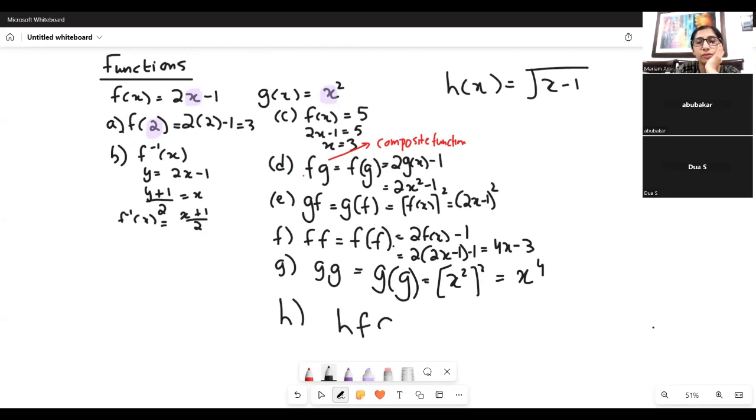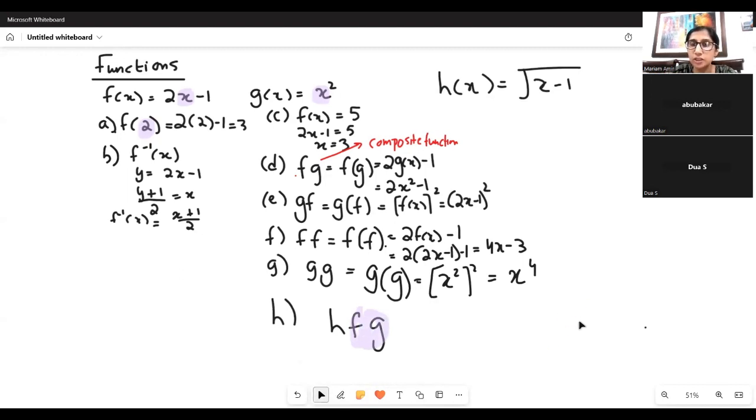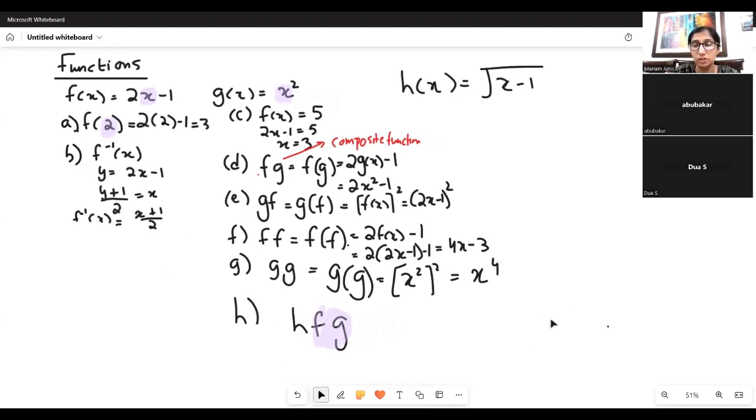F, G. How do we find this? What's the input function in H, F, G? The rightmost function is always the input function. We first need to break it down. First, you need FG, and the result of FG will be substituted in H.